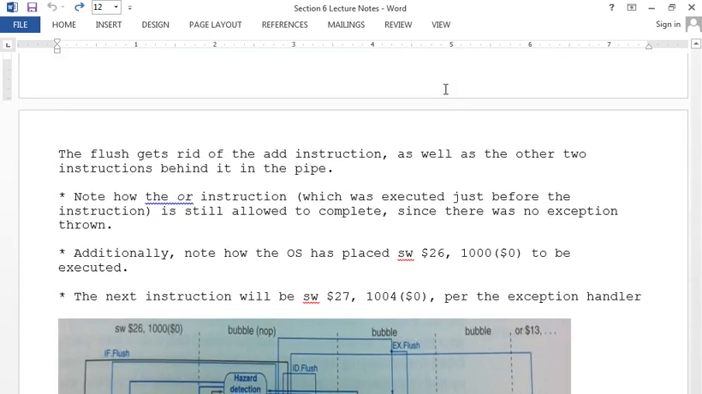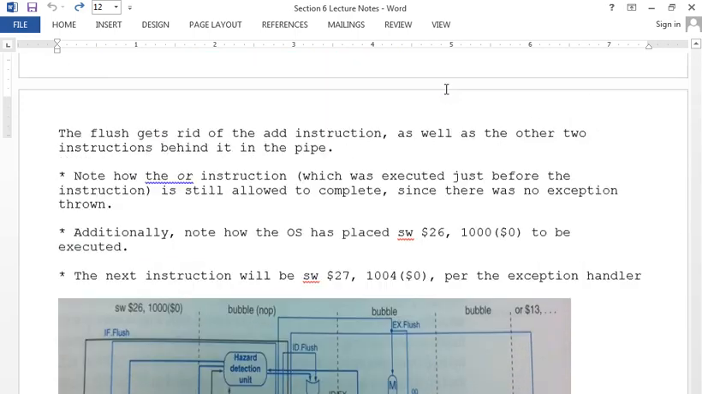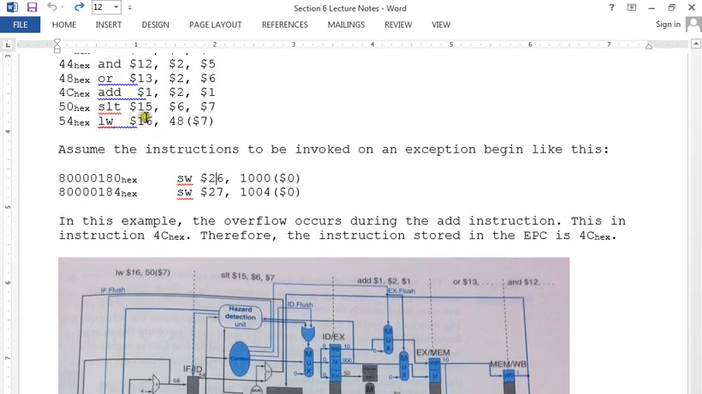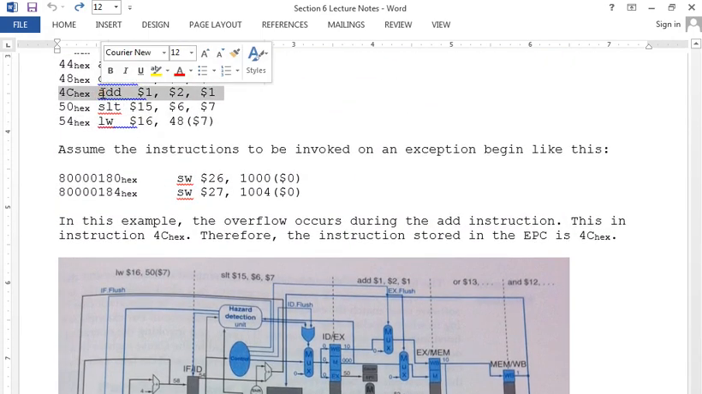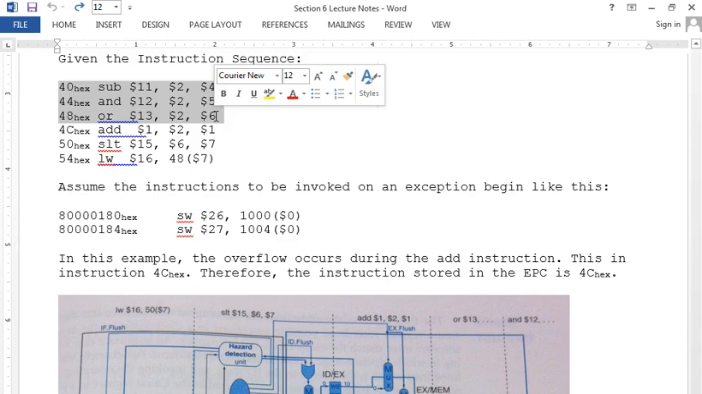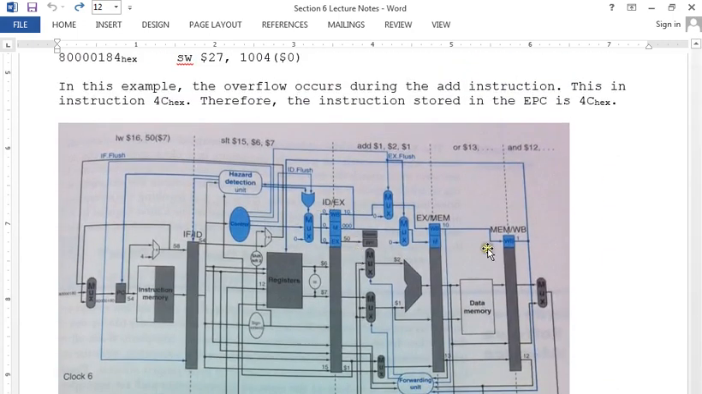And then the flush gets rid of the add instruction, as well as the other instructions in the pipe. So I want to note how it gets rid of everything here, right? But notice how, in this example, the add instruction is where the overflow occurred. But we need to let these 3 instructions complete because we want correct operation. We want to let those complete, fix this issue, and then continue. So that's why the flush occurs, but the flush goes with the buffers.